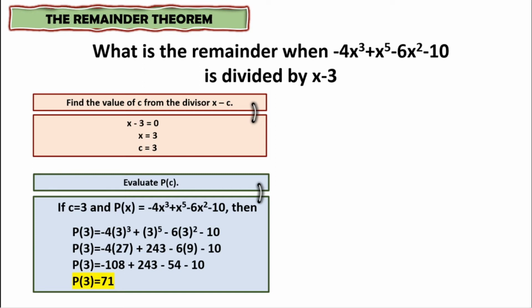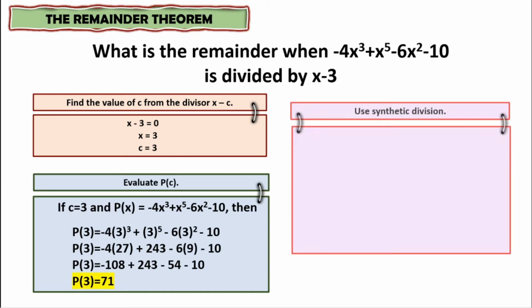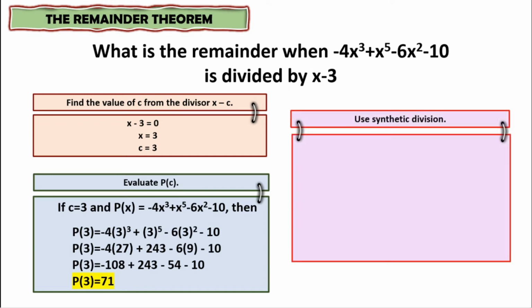If we want to check if the answer is correct, we can use synthetic division. In using synthetic division, we need to rearrange first the polynomial na kung saan ang exponent ay dapat nasa descending order. Next is look for missing terms. In this polynomial, kulang ang terms na may x raised to 4 at x raised to 1. We need to insert these terms kung saan ang kanilang numerical coefficient ay 0. And then, get the coefficients which are 1, 0, negative 4, negative 6, 0, negative 10.